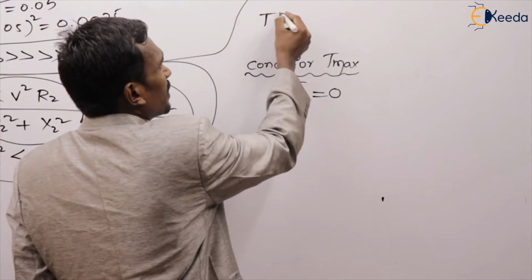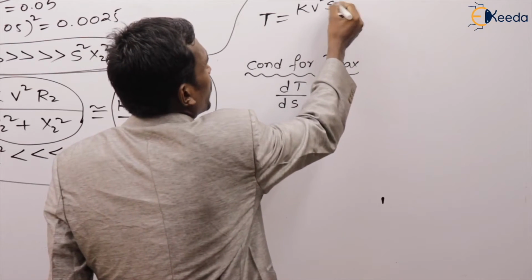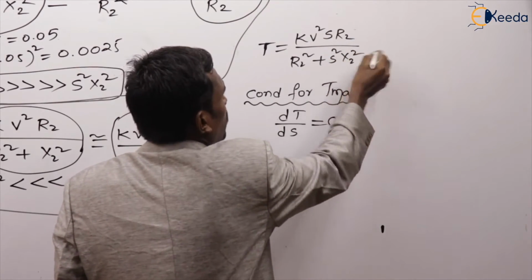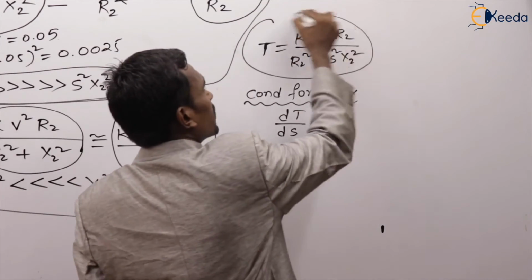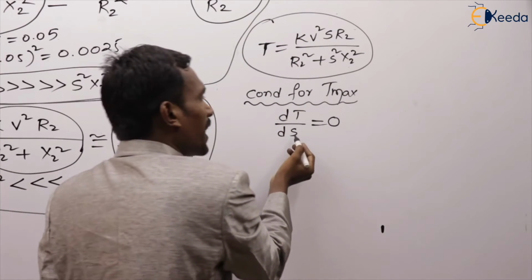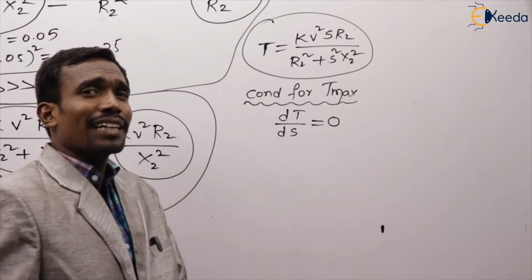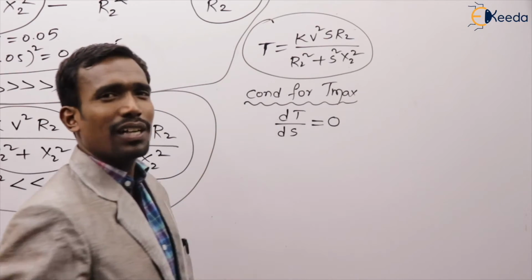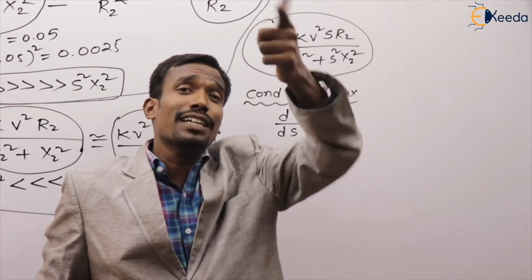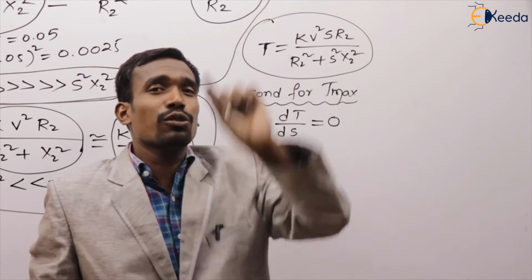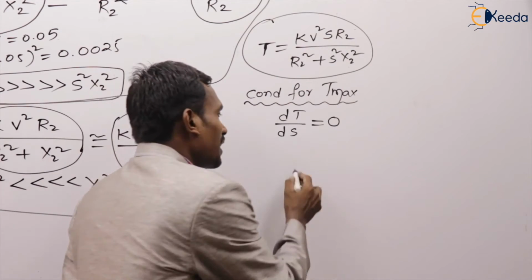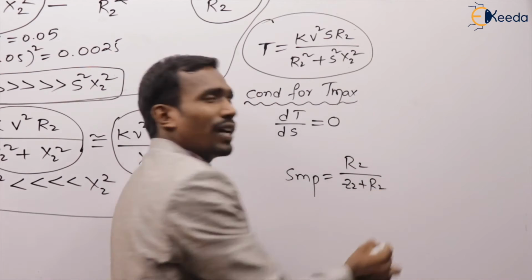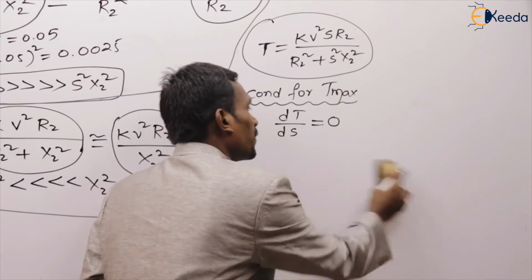What is the torque equation? Torque T is equal to kV square into S into R2 by R2 square plus S square X2 square. This is our torque equation. Differentiate that equation with respect to S and equate it to 0, then we get one condition, called the condition for maximum torque. Like the condition for maximum power: SMP is equal to R2 by Z2 plus R2, which we already calculated. Now I want the condition for maximum torque.